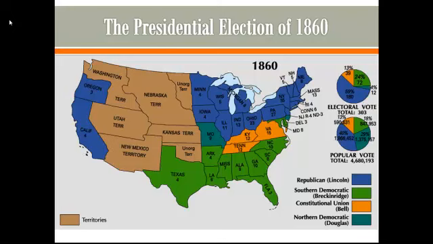The Democratic Party split in two, with Southern Democrats being represented by John Breckinridge and Northern Democrats being represented by Illinois' Stephen A. Douglas. There was also a third party, the Constitutional Union Party, that basically was John Bell.